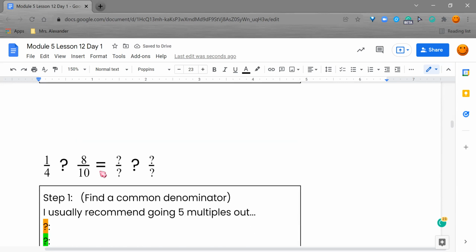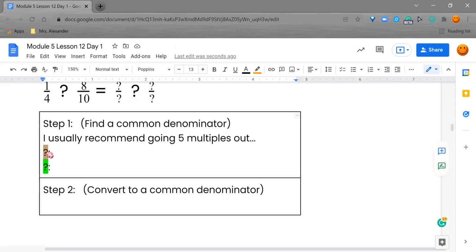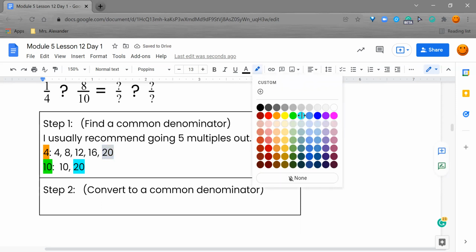Let's jump down to one more example. I have 1/4 and 8/10. So I'm going to go ahead and put my 4 here, and I'm going to put my 10 here. We're going to go find a common denominator. 4, 8, 12, 16, 20. Always go 5 out. I always start with 5 just in case. 10, 20. Look at that. I have a 20 and a 20. This is where I'm going to stop because I don't need to do all my 10s, being I just found the least common multiple that they have together. So I'm going to quick highlight both of them.